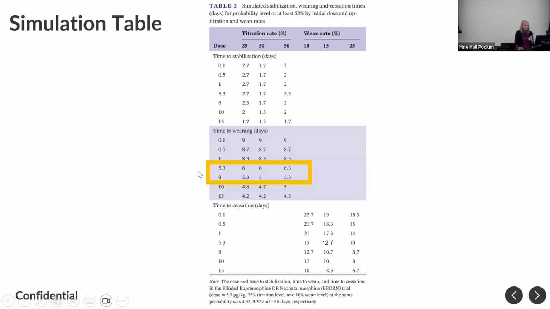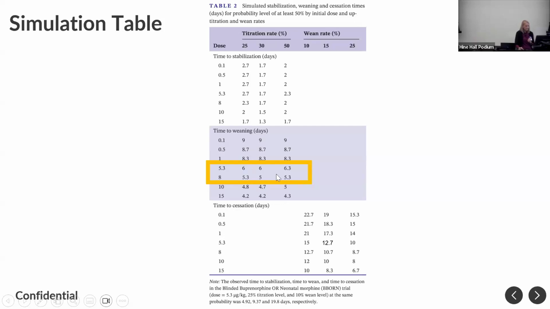If we look at time to wean, however, if we look at a dose of 8 microgram per kg, for example, we do get large gains in terms of weaning rate. This is like our graph showed. So we go from about 8 days to wean for 1 microgram per kg to about 6 for 5.3, and again that decreases to closer to 5 for an 8 microgram per kg starting dose.